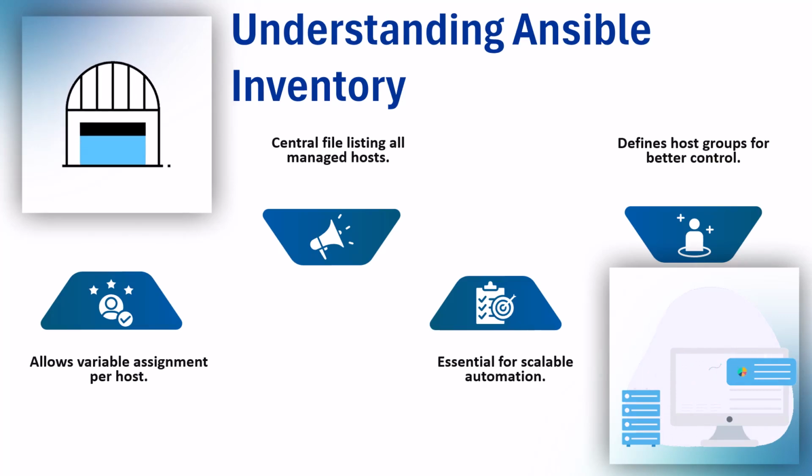The Ansible Inventory is our automation control center. It lists all our hosts and lets us group them logically. Think of it as sorting your contacts into family, friends, and work. Variables help personalize configurations, making automation tailored and powerful.